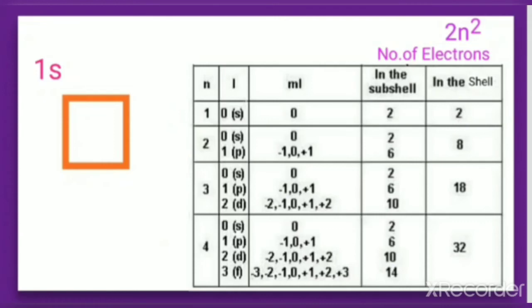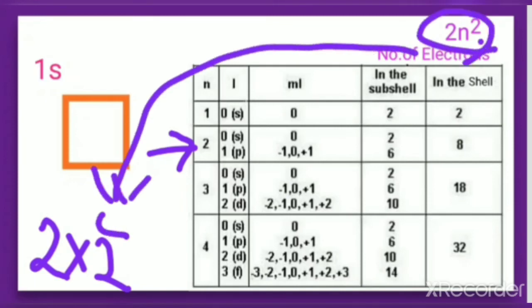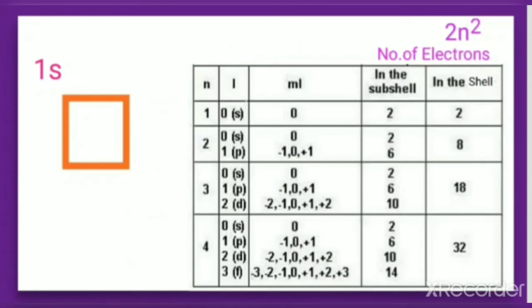Now apply this formula for the second shell. What is the value of n for the second shell? For the second shell, the value of n is equal to 2. So 2 into 2 square. We are applying this formula. So what do we get here? That is 2 into 2 square. So when you make 2 square into 2, what will you get? 8. So that means this formula is applicable for finding out the maximum number of electrons in the shell.